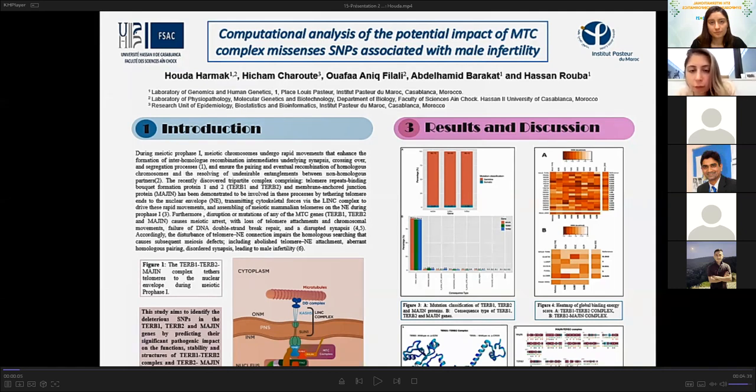So if these proteins are affected or impacted in stability, function, or structure, this can have an effect on male infertility or cause an arrest in the meiosis process, a meiotic defect, abnormal telomere and nuclear envelope attachments, and also disrupted synapsis. So all of these processes can lead to male infertility.